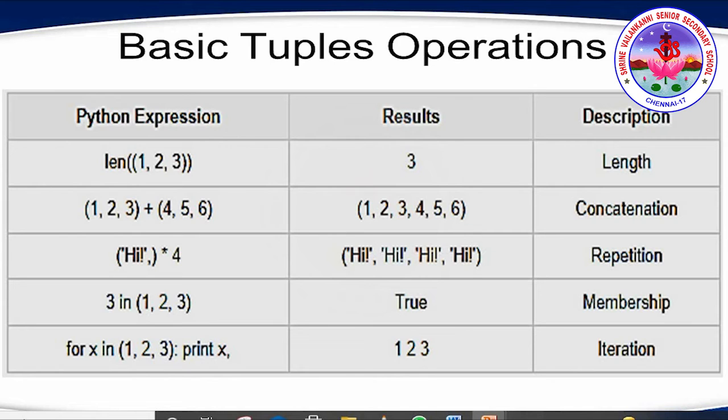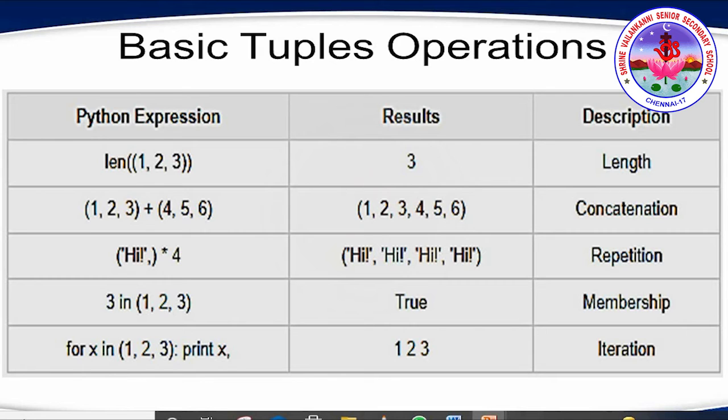Basic tuple operations. Here we have length. We can find length, concatenation, repetition, membership and iteration. The len function is used to find the length of the tuple. Let's take a tuple (1, 2, 3). When we try to find len((1, 2, 3)), it returns 3. Now concatenation we know very well. A tuple plus another tuple gives the elements of both the tuples together. So (1, 2, 3) plus (4, 5, 6) gives (1, 2, 3, 4, 5, 6) as the result.